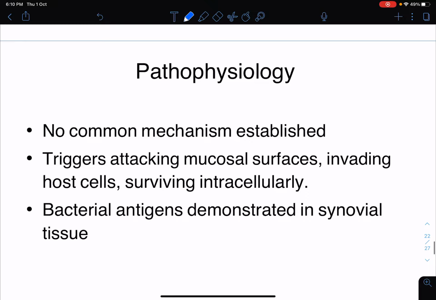The pathophysiology is not very well understood, but there is a demonstration of triggers attacking mucosal surfaces, invading host cells and surviving intracellularly. There is also demonstration of bacterial antigens in synovial tissue.